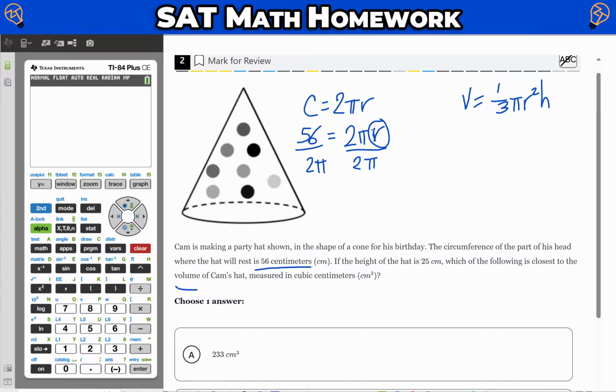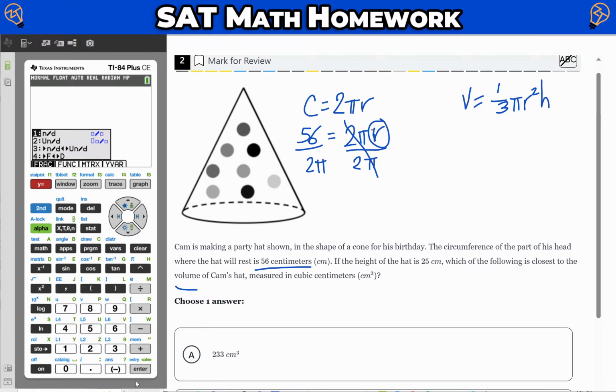So I'm a big fan of using my own calculator. Obviously, you can use Desmos for your calculations. It's whatever you're more comfortable with. I personally would recommend writing it as a fraction, so alpha y equals, and then choosing that first option. The reason I would do that is because if I don't use parentheses and I do division, I could make a mistake of doing 56 divided by 2 and then times pi.